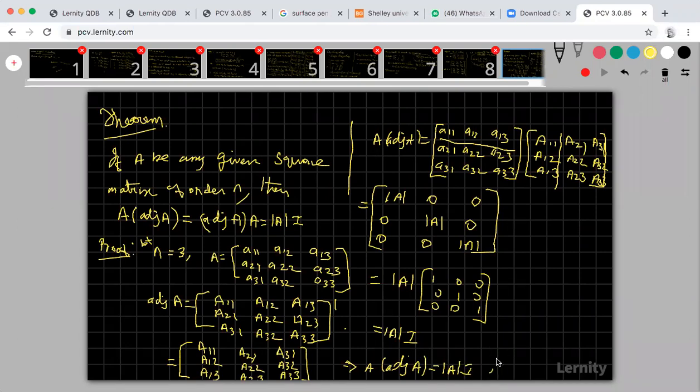Similarly, we have to prove that adjoint of A into A is equal to determinant of A into identity. We will get the same. We prove both: A into adjoint of A or adjoint of A into A, both are determinant of A into identity. This is a theorem. This is an important result. Based on that, we are going to define some other results also. A into adjoint of A equal to adjoint of A into A equal to determinant of A into I. Please note that.